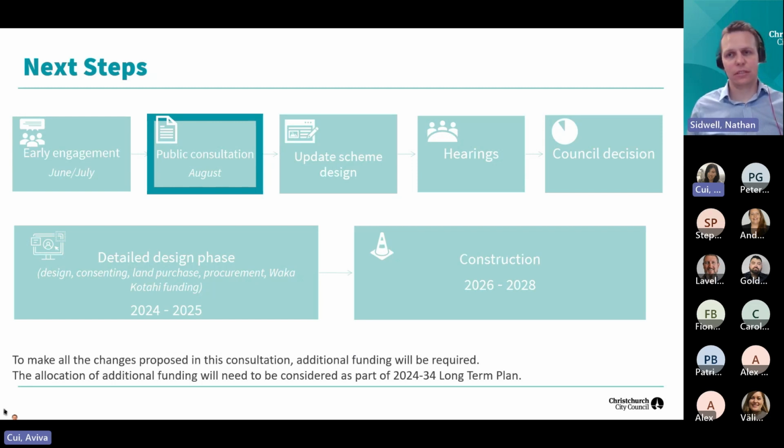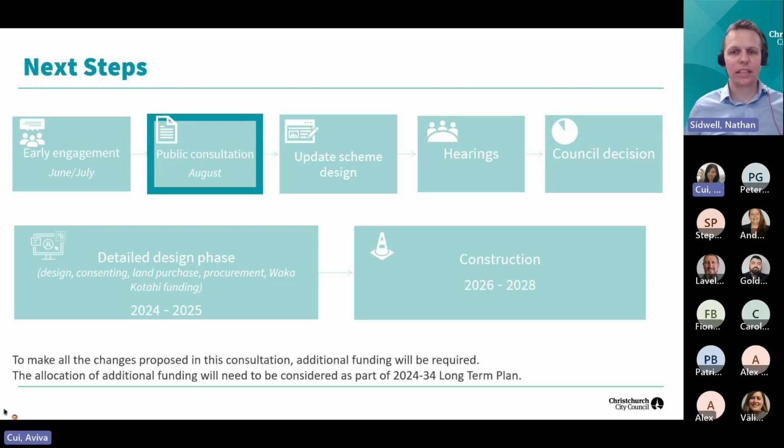If there are lots of public submissions, then we'll have a hearings instead of a deputation, and that'll be held later this year. This will then be followed by a council decision. The council decision will be if we progress to the next stage based on the scheme design that we present them at the time, that will include your feedback.